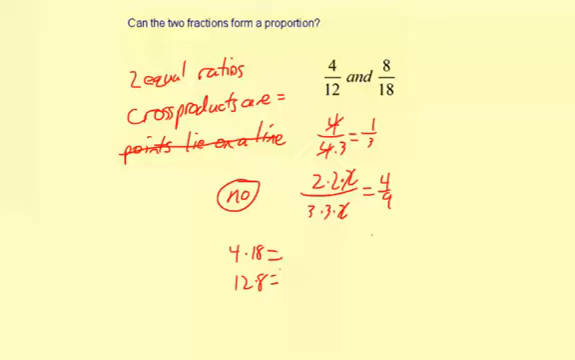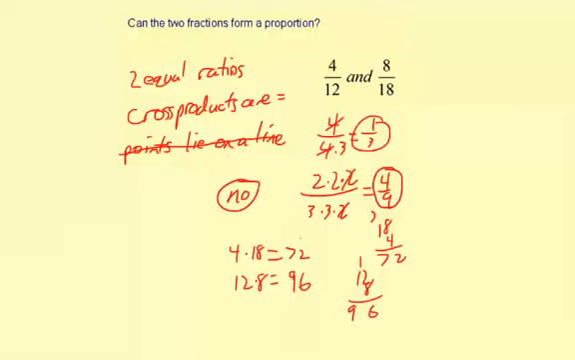So 4 times 18, or 18 times 4, that's 72. And 12 times 8, that's 96. So we verified two different ways that you can't form a proportion. The first way was the ratios reduced to two different fractions, and also the cross products are not equal. So this is definitely a no. You can't make a proportion.